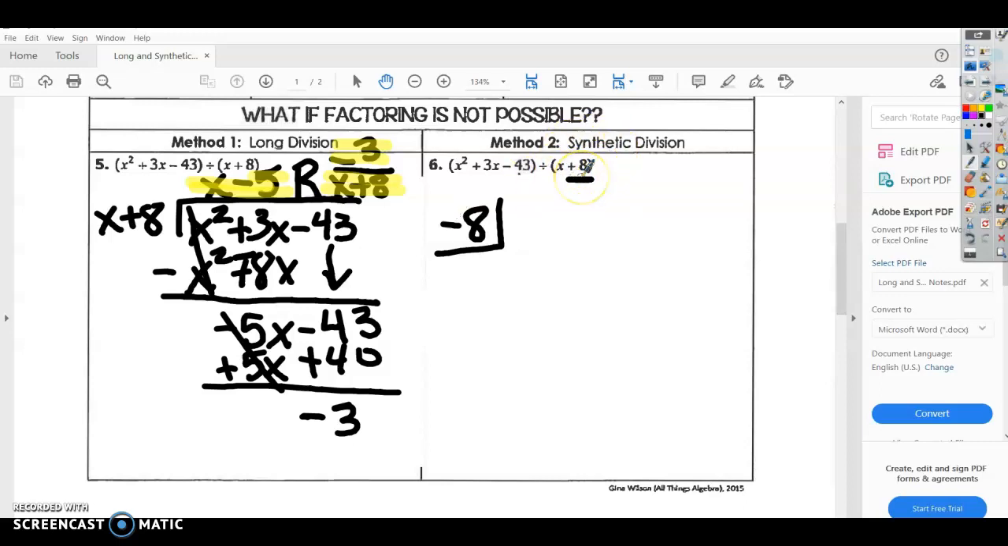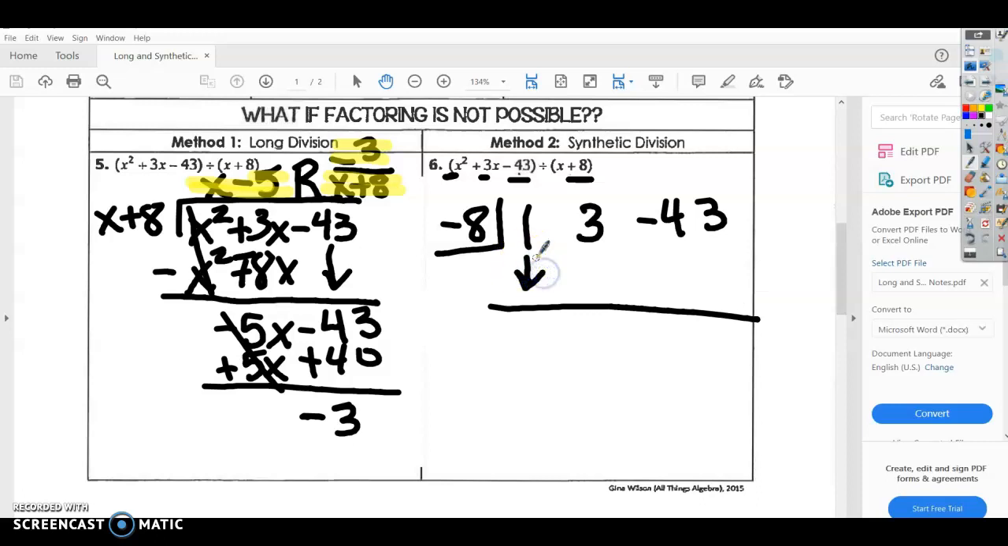All right, so now we're going to look at the coefficients. This has coefficients of 1, 3, and negative 43. So we're going to bring down 1, 3, and negative 43. Now I'm going to put some numbers here, so I need to skip a space, and then I'm going to draw my line here. The first one always comes down. With synthetic division, bring down the first term. So that's a 1. And then we're going to multiply. I'm going to multiply negative 8 times 1 and then put that here.